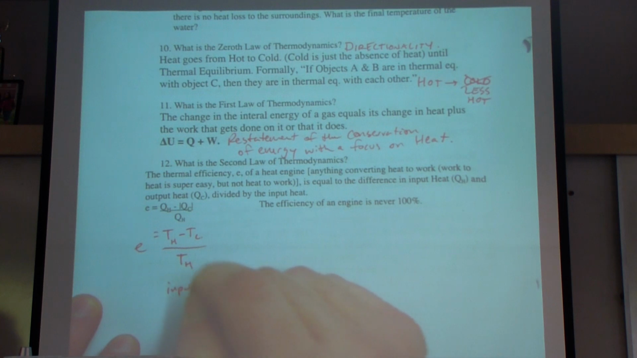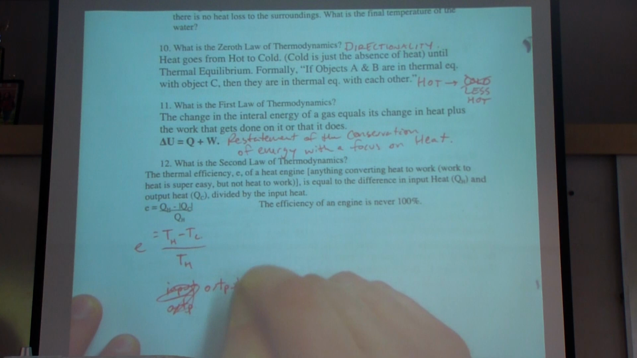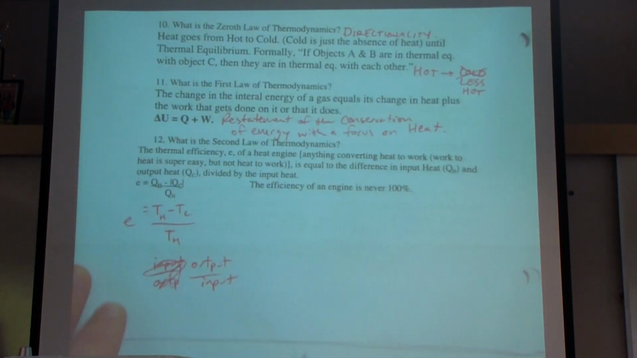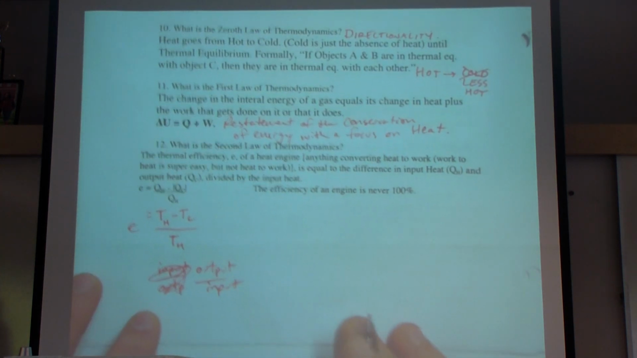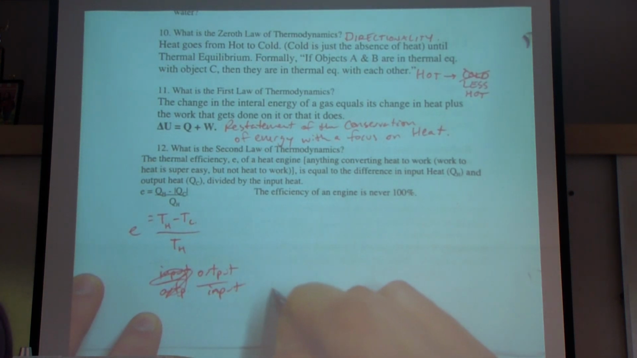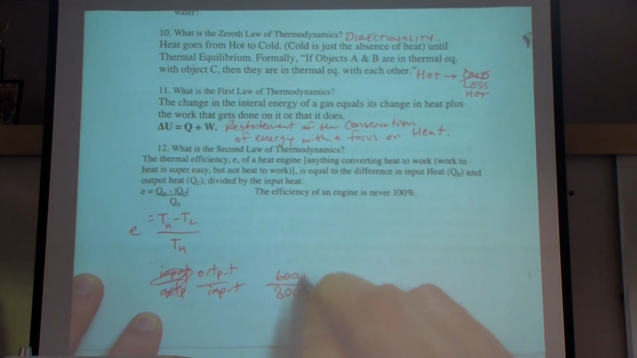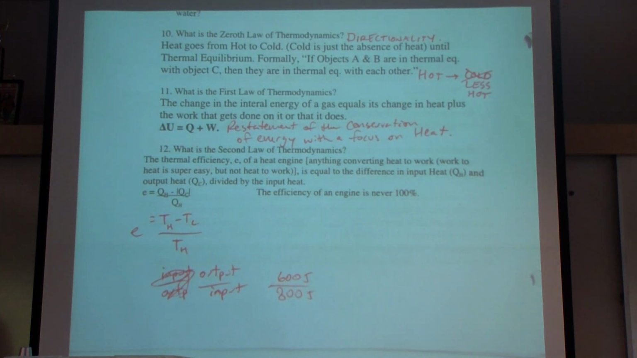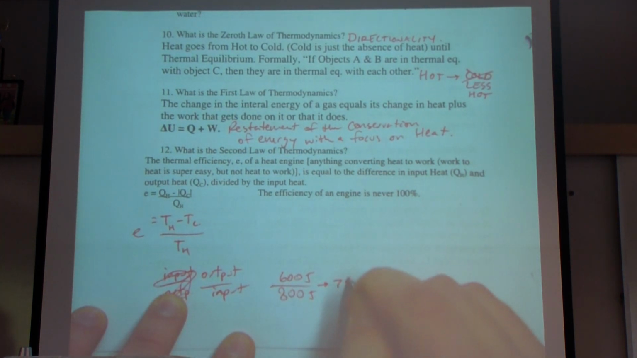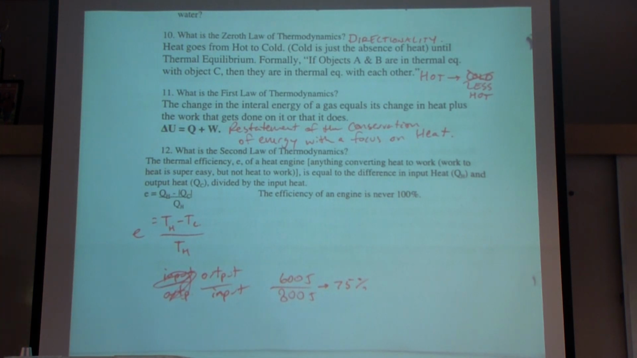All that efficiency is measuring is input over output. Oh, I'm just kidding. Output over input. For example, if you put 800 joules into a machine and you get work done, 600 joules out of it, how efficient is it? We say 3/4. Really, what we say is a percent. We say 75%.